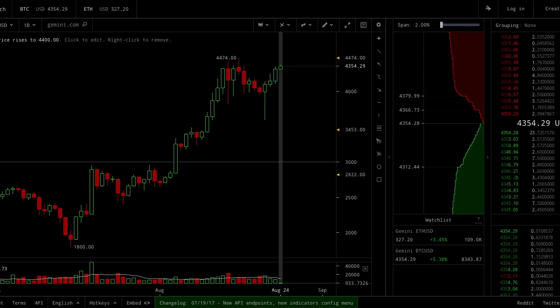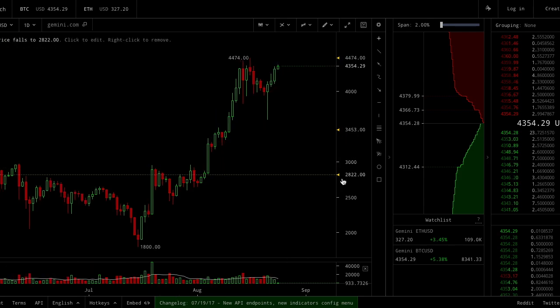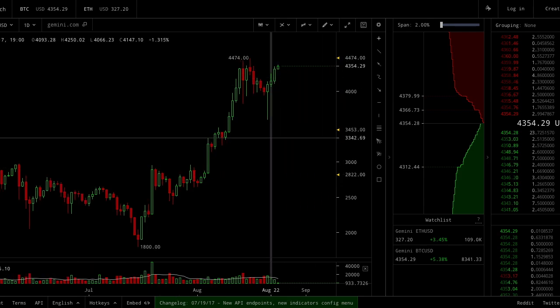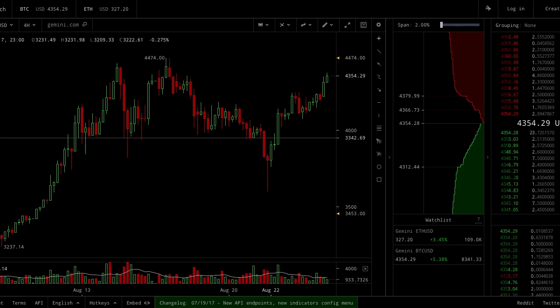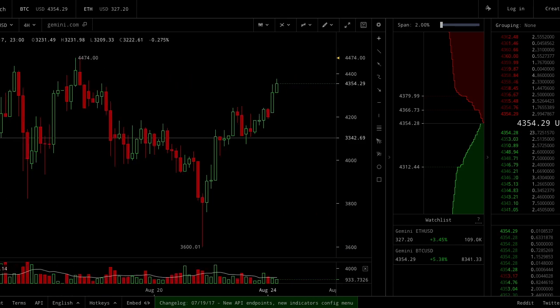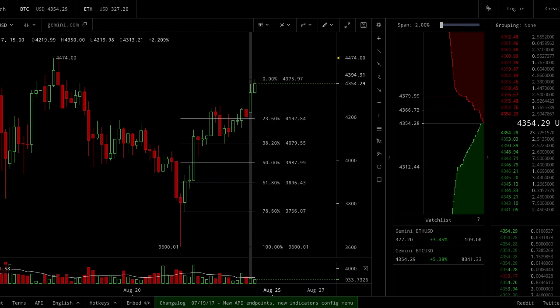So now that we have our daily price alerts set up, we're going to go on to the 4-hour and look for some more spots to buy and sell at. So in the 4-hour, we're going to be doing something very similar. We're going to be just drawing more Fibonacci retracements, as you can see here.